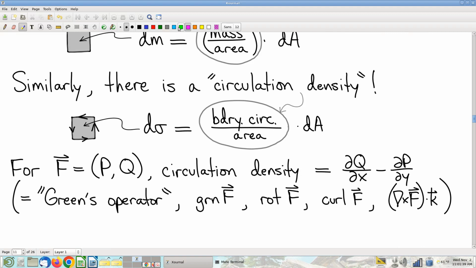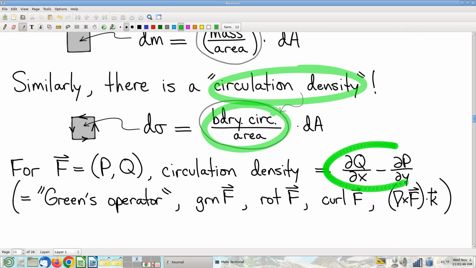This thing, this circulation density, circulation per unit area, can be computed with a formula. And here it is. It's dQ/dx minus dP/dy. I'm not going to do the calculations to derive that in this class. It's in the book if you're curious. Add some details, and it's an interesting computation, and you can look at it if you're curious. But for what we're doing in class, I'm going to just assert that this is the result.